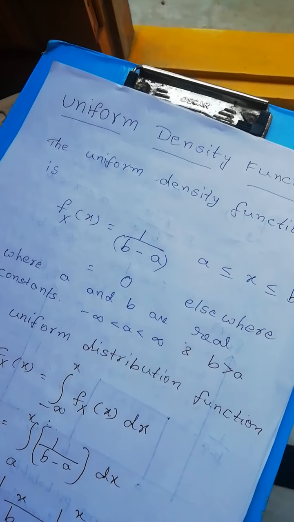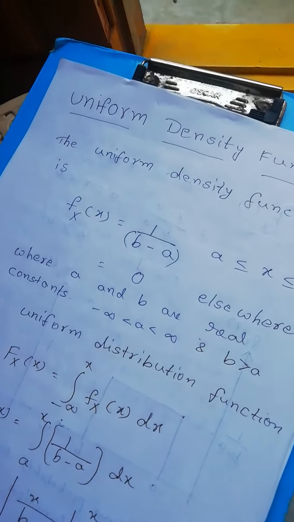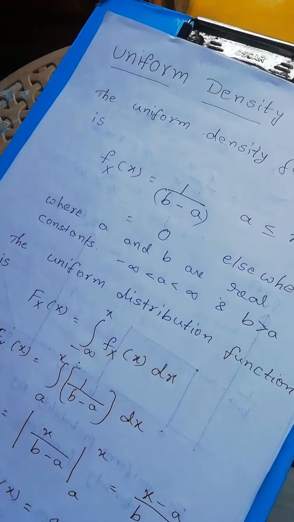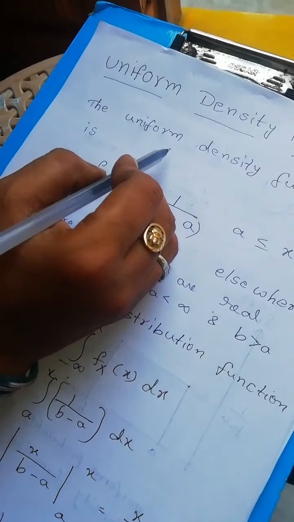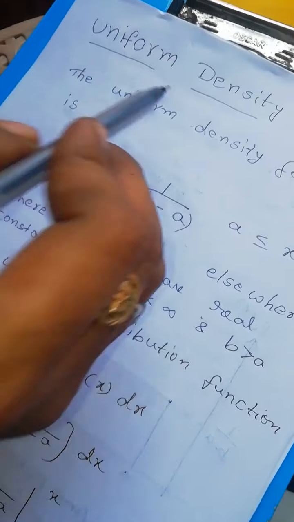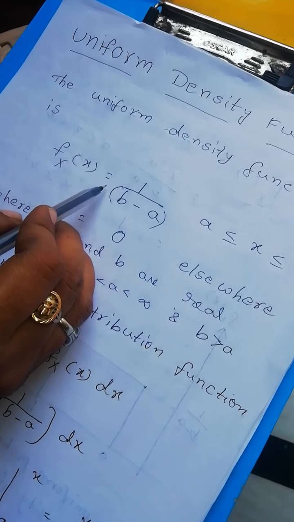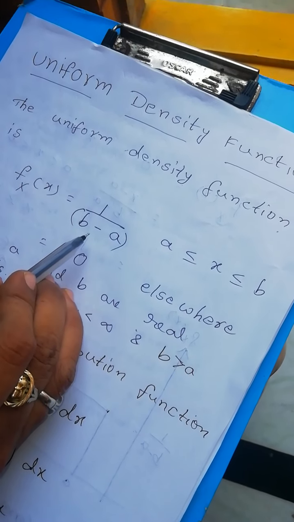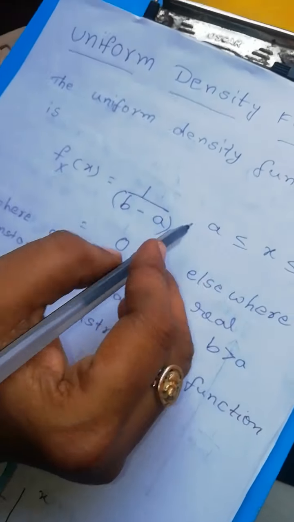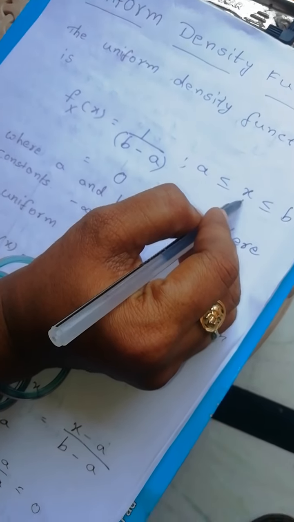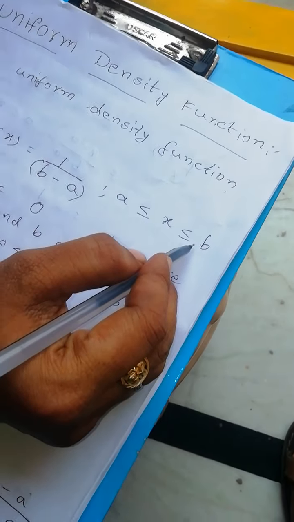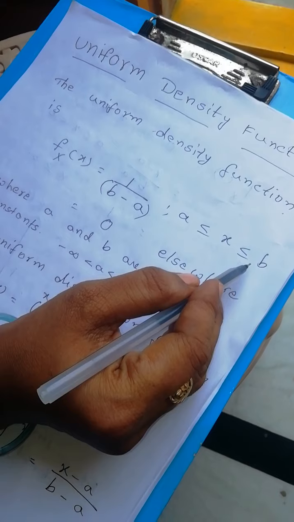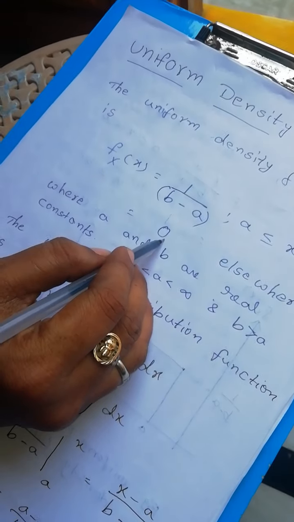In this lecture, I am explaining about the uniform density function. This is one type of density function. The uniform density function is expressed as small f(x) of x is equal to 1 by b minus a. Here, b and a are constants. The range is a is less than or equal to x is less than or equal to b. That means the x value ranges between a and b only, and is equal to 0 elsewhere.